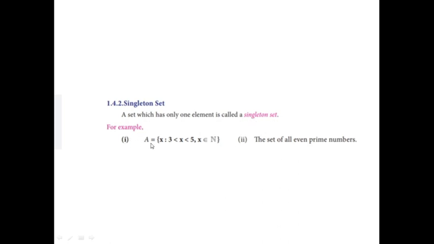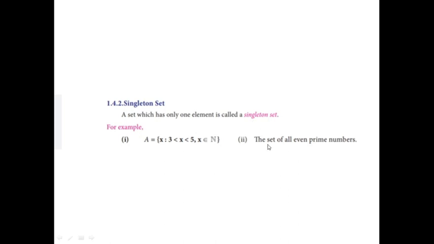The example is A equal to the set of x such that x is greater than 3 and less than 5, for all x belongs to capital N, which is the natural numbers. So x is greater than 3 and less than 5. What is the value in between? That is 4. So the set A has only one element in it. So it is an example for a singleton set.